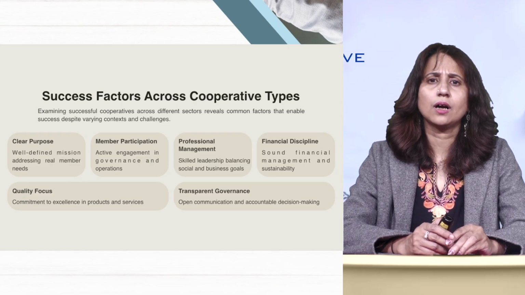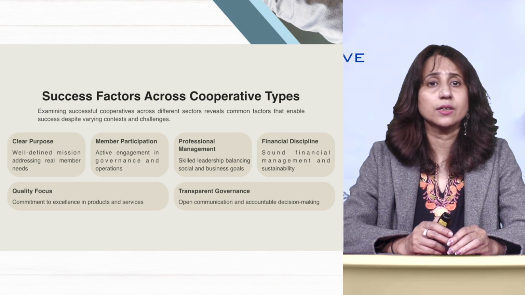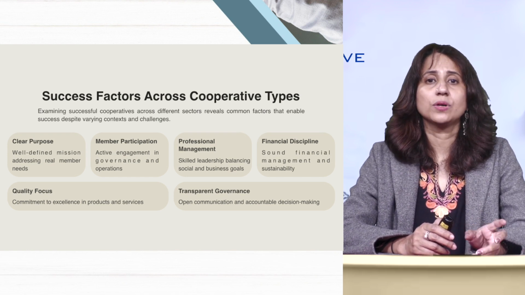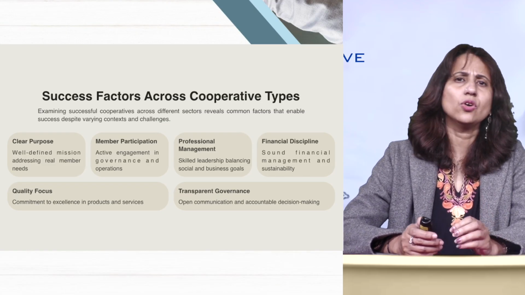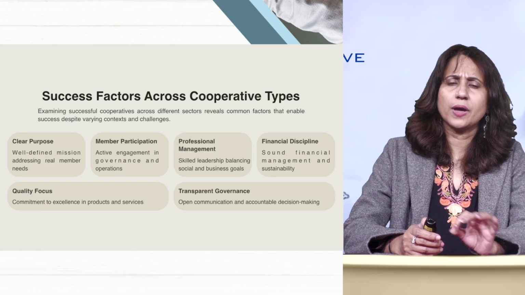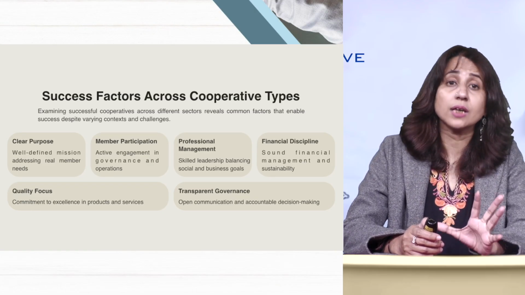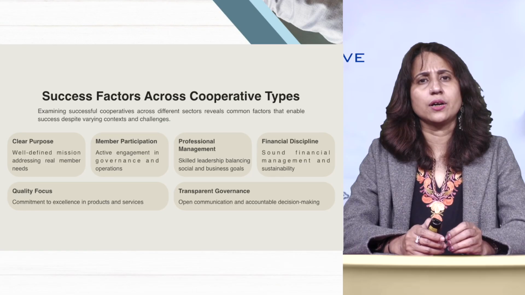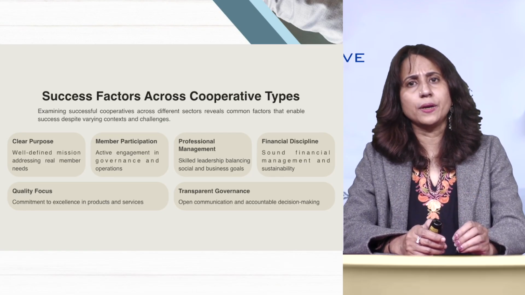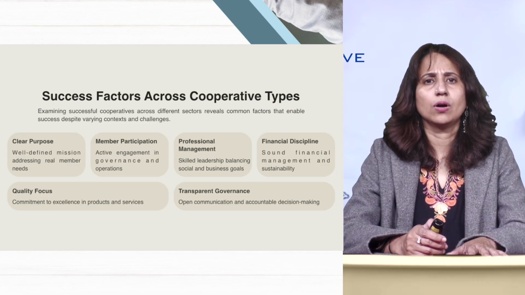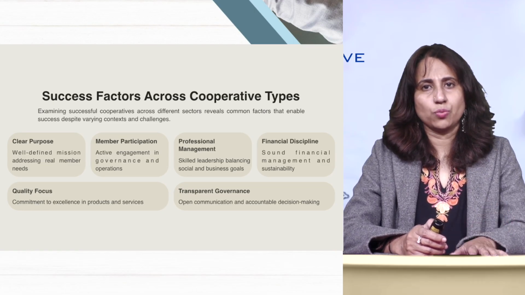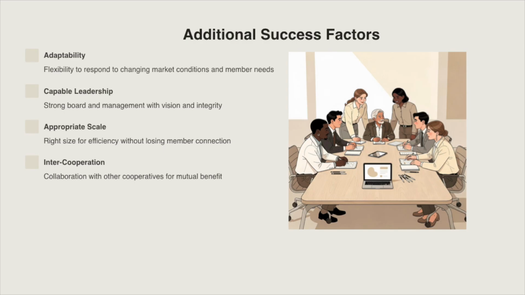Successful cooperatives compete on quality and efficiency rather than depending solely on government support or member loyalty. Then transparent governance. Transparency in operations, management, and decision making builds members' trust. So, regular information sharing, accessible records, open meetings, and honest communication differentiate successful cooperatives from corrupt or mismanaged ones. Then, adaptability, willingness to adapt to changing markets, technologies, and member needs enables long-term sustainability.